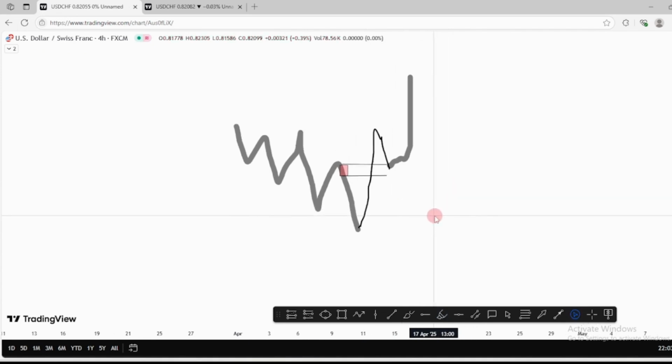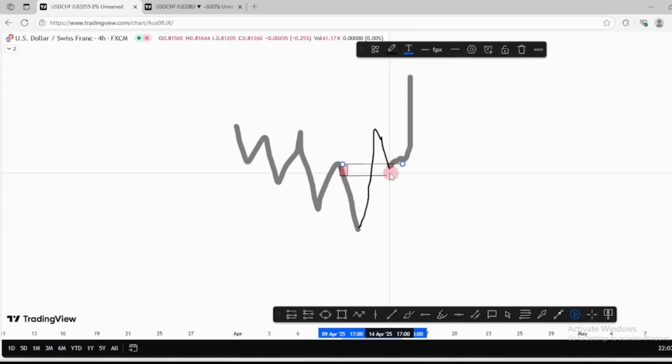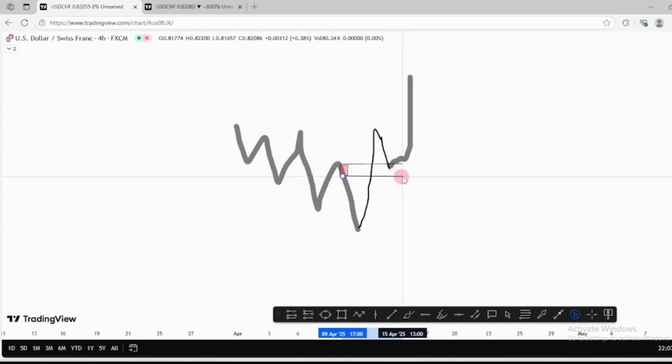So we take our trade entry from here to the upside. This is just a short one.